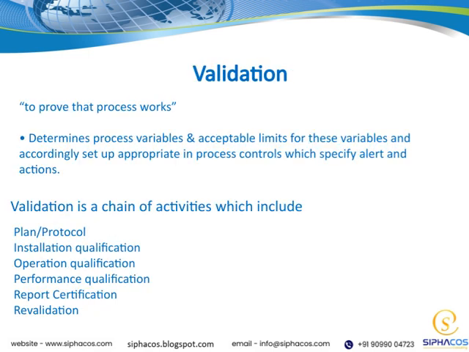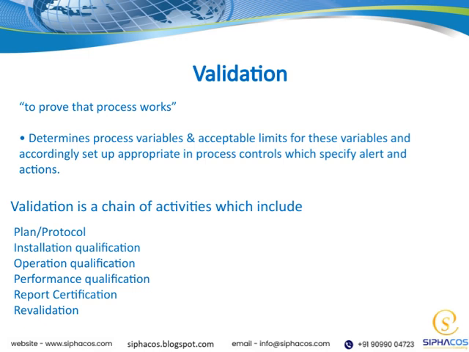Now let's look at the overall validation process, which is a series of interconnected activities. It starts with a plan or protocol where we define what needs to be validated. Then, we move on to installation qualification, ensuring that equipment is installed correctly. Next is operation qualification, which confirms that the equipment operates as intended under specified conditions. After that, performance qualification verifies that the process consistently produces the desired results.